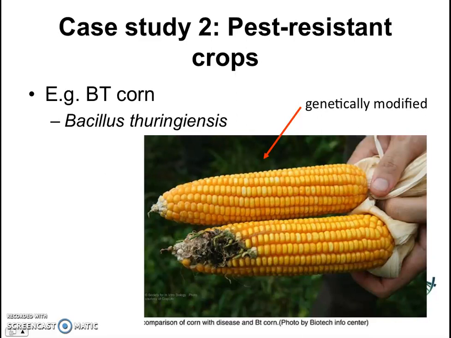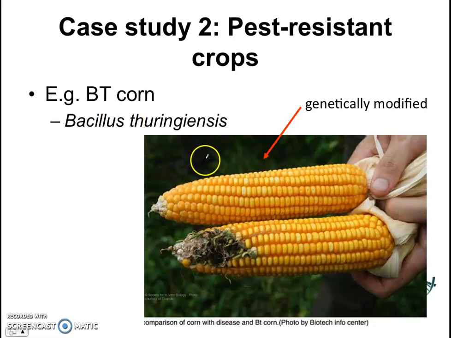So another main application of genetic engineering is in the creation of pest-resistant crops. Now farmers grow crops all the time, and one of the biggest problems they face are pests that eat up the crops before they can be harvested. Over here is a corn, which has been eaten up by pests. It looks really ugly. Over here, introducing to you BT corn. BT corn is a result of genetic engineering. It's genetically modified. It's called BT corn because it contains a gene from a bacteria called Bacillus thuringiensis.